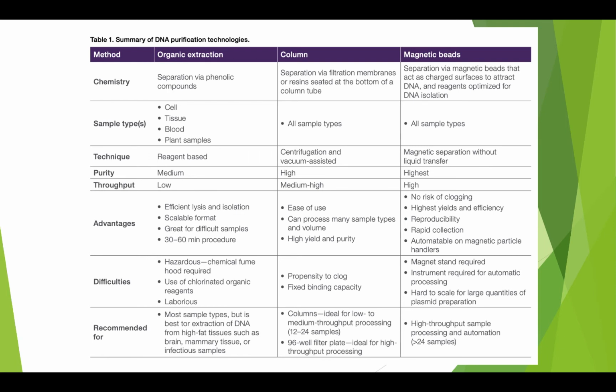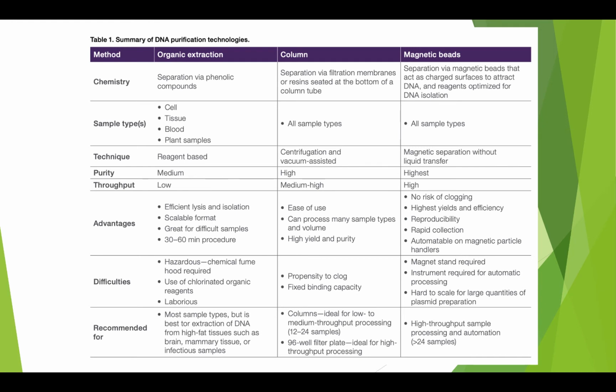Now we'll see that there are other methods to purify and extract our DNA. The organic extraction is the one we talked about. You can use this for everything, all sample types. So it says samples like cells, tissue, blood, plants, but really you can use it for everything.